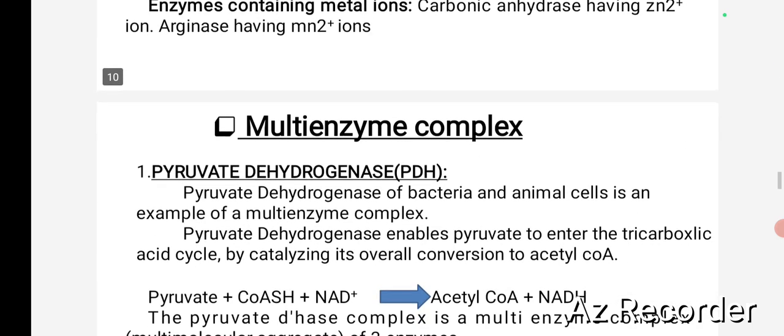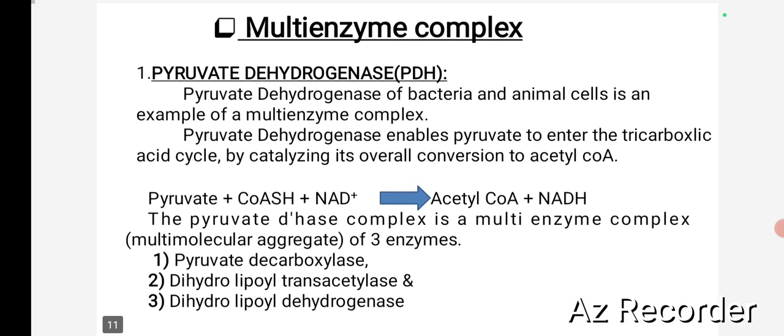Next, move on to multi-enzyme complex. A multi-enzyme complex is made up of 2 or 3 groups of enzymes joined together which catalyze one particular reaction. Example, pyruvate dehydrogenase, PDH. Pyruvate dehydrogenase of bacteria and animal cells is an example of a multi-enzyme complex.